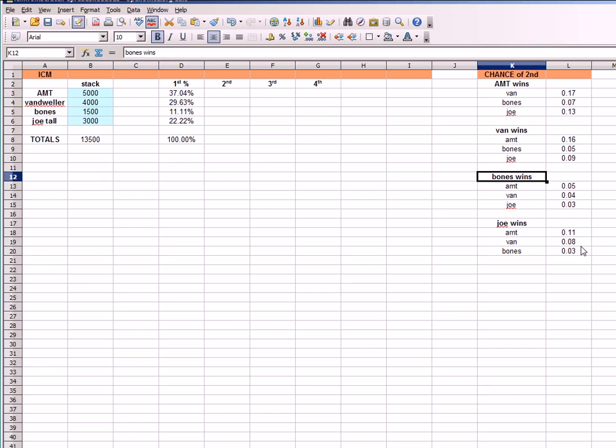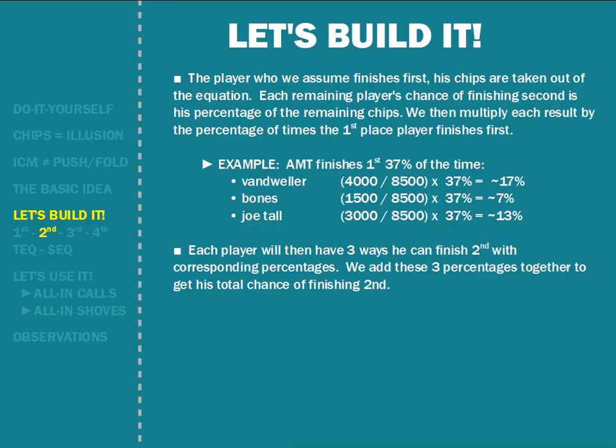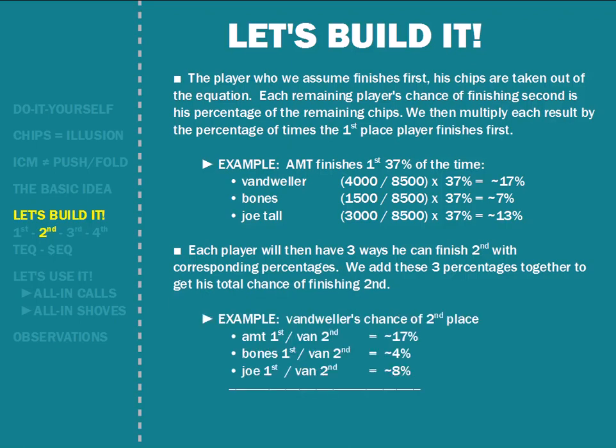So now what we need to do is figure out, are we done? Well, we're not done. What we need to do is figure out how often each player finishes in second total, right? So we find each player's name in this list and add all his values together. So if we want to find how often AMT finishes in second total, given all the scenarios, we find each example of AMT here and add them together, right? And I guess that's sort of what I say in my slideshow here. Each player will then have 3 ways he can finish second with corresponding percentages. We add these 3 percentages together to get his total chance of finishing in second.